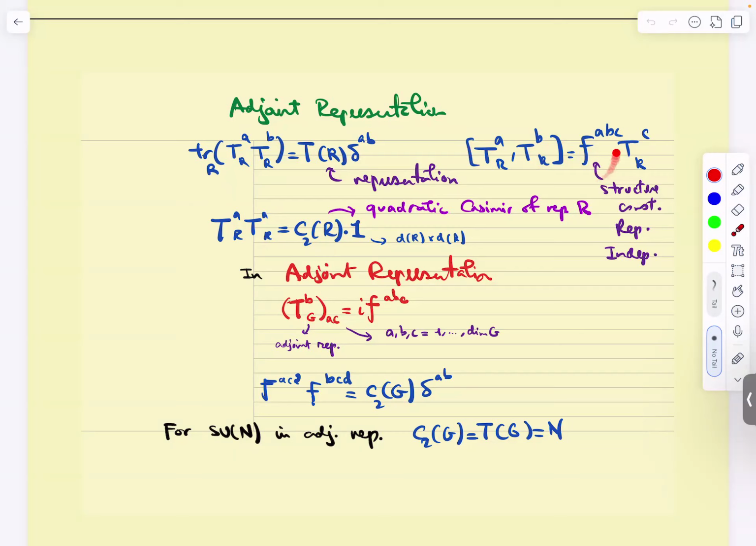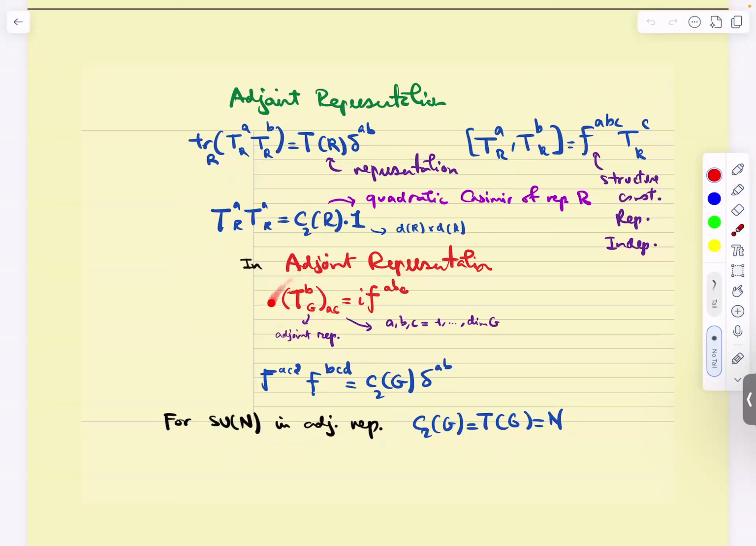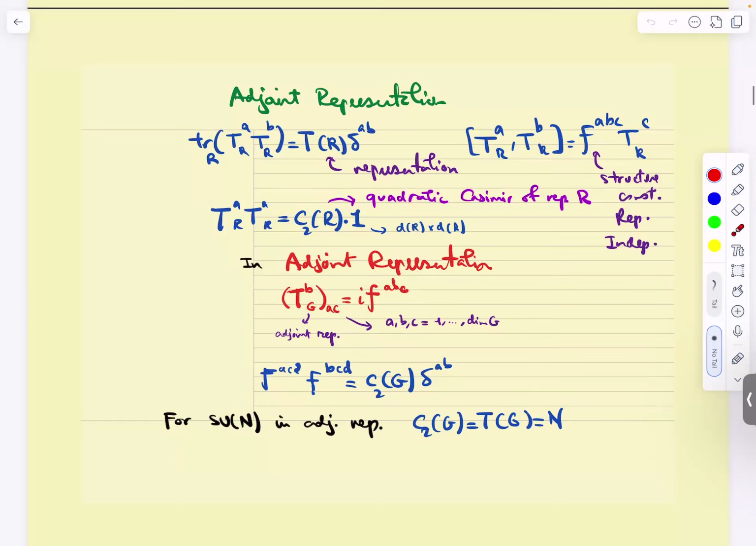The generators will satisfy this commutation relation. These are called the structure constants. In the adjoint representation, we represent the generators by f^{abc}, by the structure constants, right? So by virtue of that, you could easily read off the C2 of G, meaning the adjoint representation, by multiplying these two together. So we said that in SU(N) adjoint representation, C2 is equal to T(G), which equals N. Good. Questions?